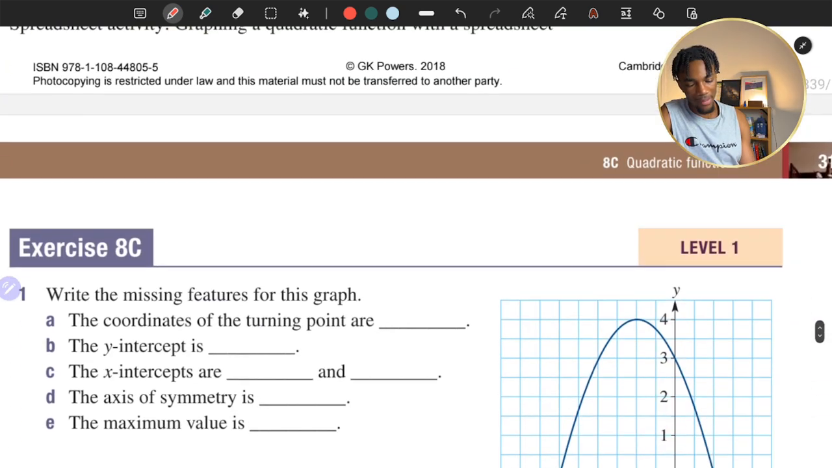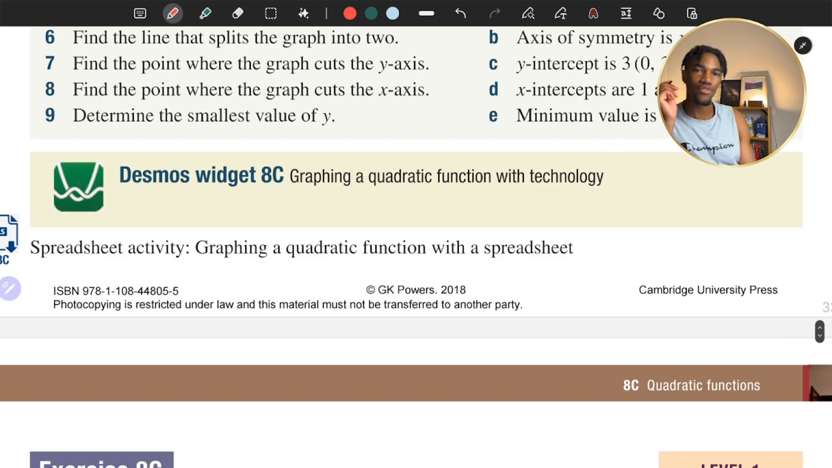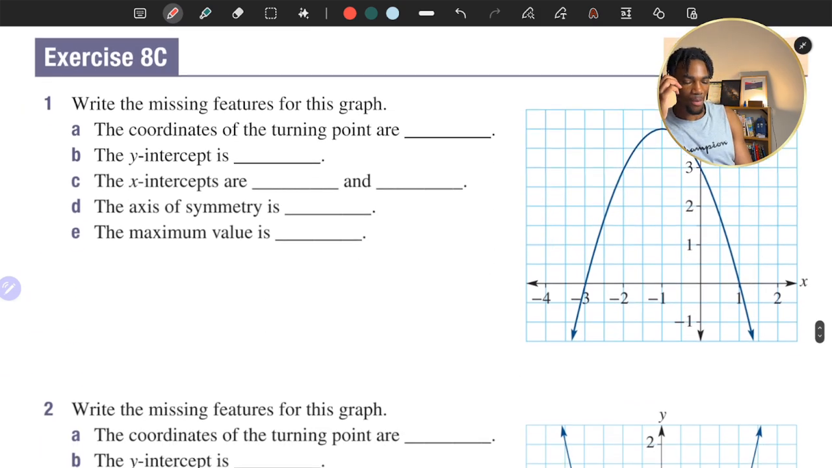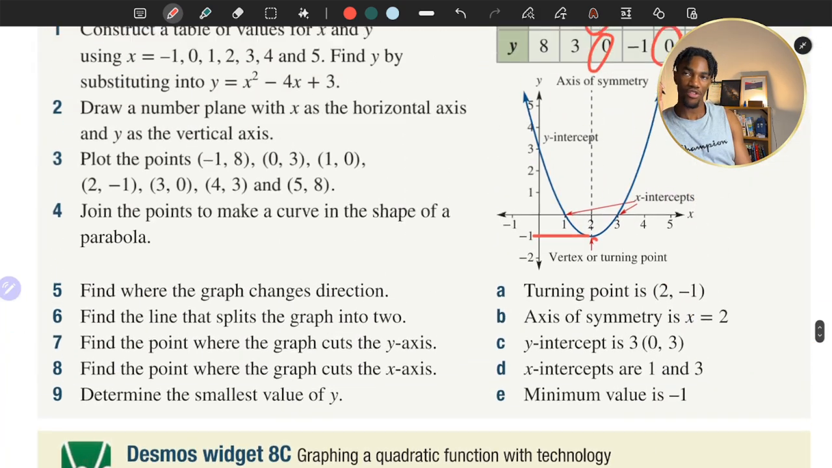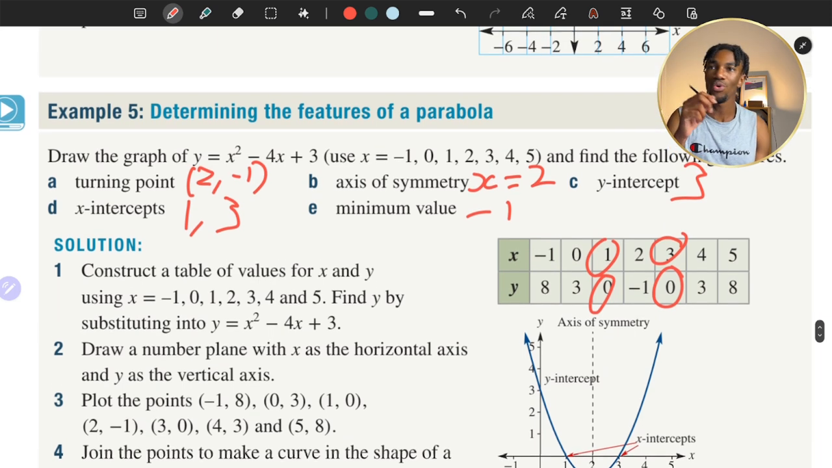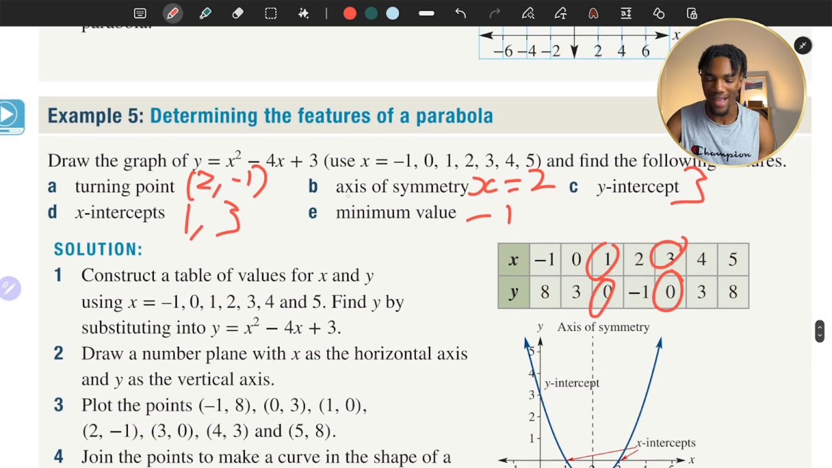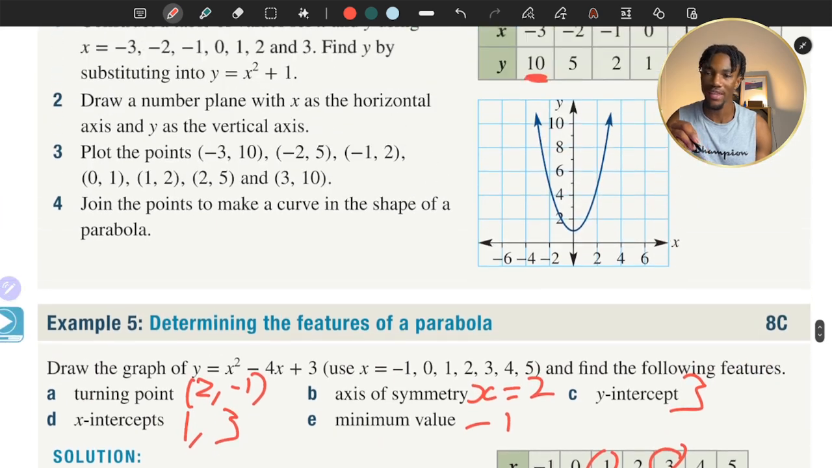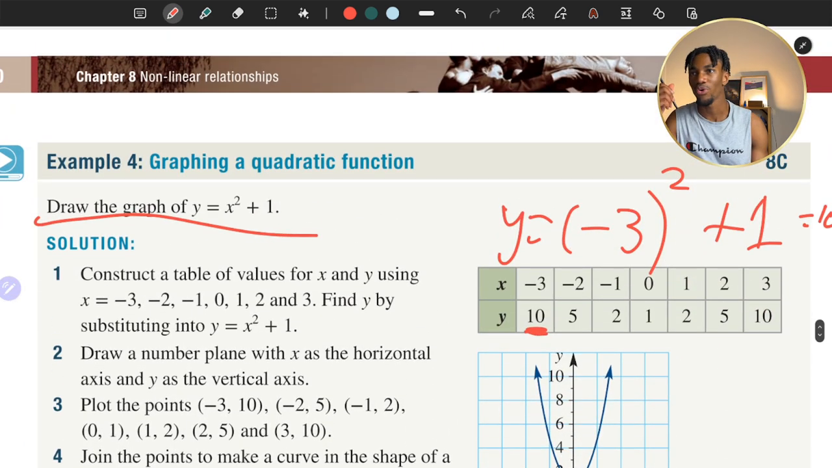And so that's parabolas. Again, do HSC questions and you'll get a lot better at it. But just a summary again, make sure you do the turning points, axis of symmetry, y-intercept, x values, and minimum value. Make sure you know what they all are and know how to draw a graph as well.